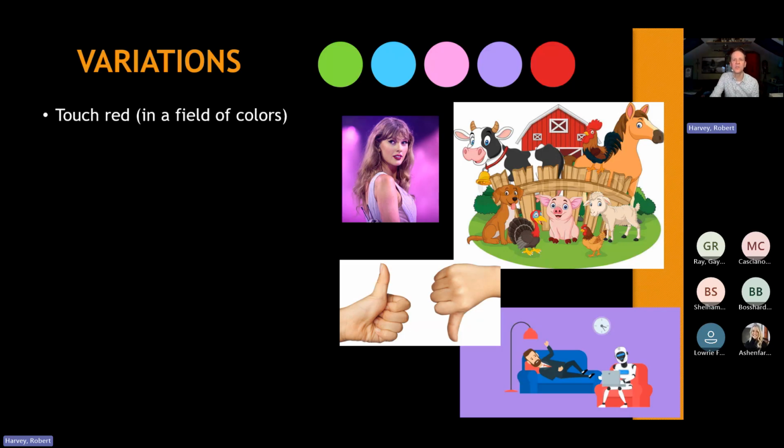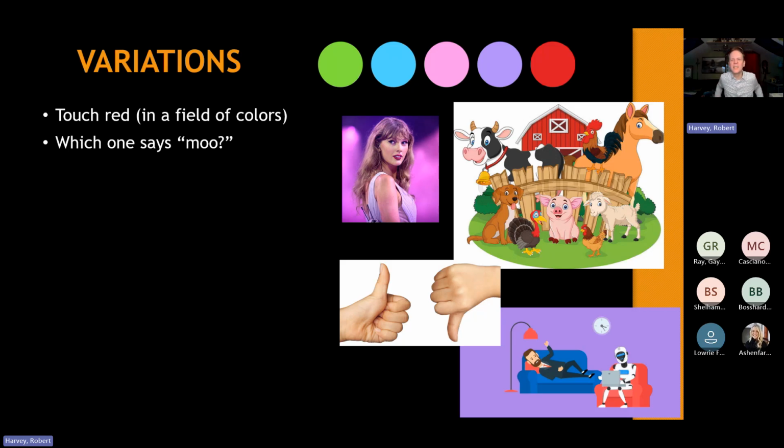Okay, so you could say touch red in a field of colors, that top right one. You can touch it if you want to. Okay, it's the one all the way to the right. Hopefully you know that. So you could just have a field on the table, okay?